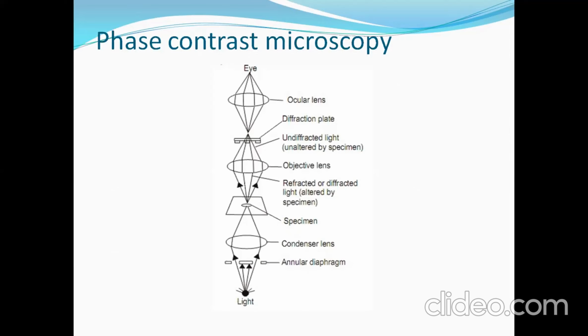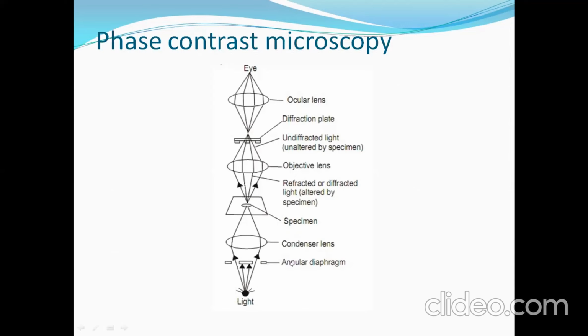So what are the special features present in the phase contrast microscope? There is an annular diaphragm, or annular stop, or opaque disc, whatever you call it, just below the condenser. It creates a hollow cone of light, and it is present between the light source and the condenser lens.